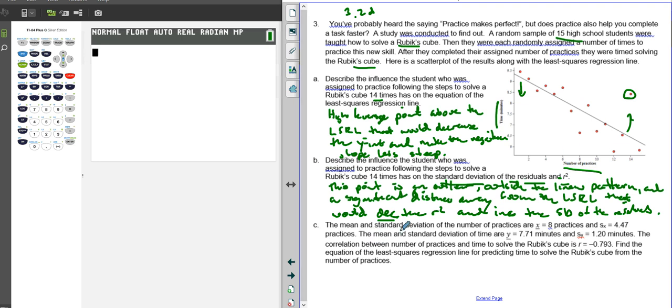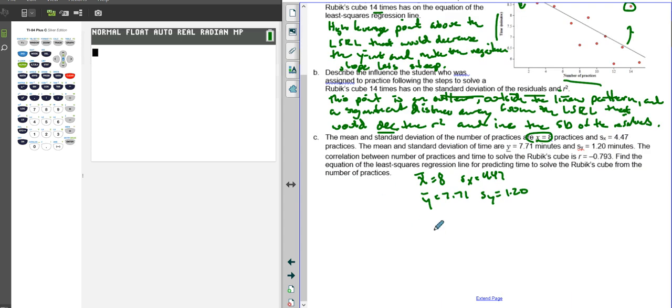Now for the last one, the mean practice for this is X. We know that the mean of the X values is 8, and the standard deviation of the X values is 4.47. We also know that the mean of the Y values, the time, is 7.71, and the standard deviation of that is 1.20. The correlation coefficient R is equal to negative 0.793. Find the least squares regression line. We're going to find this by taking b sub 0 plus b1 x.